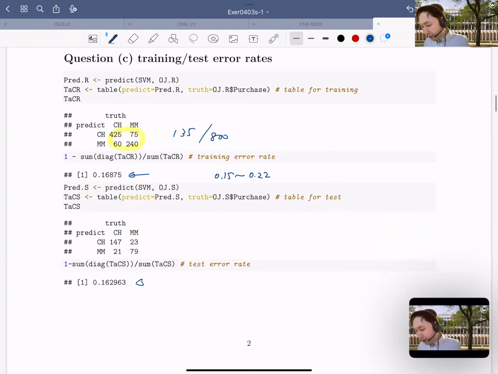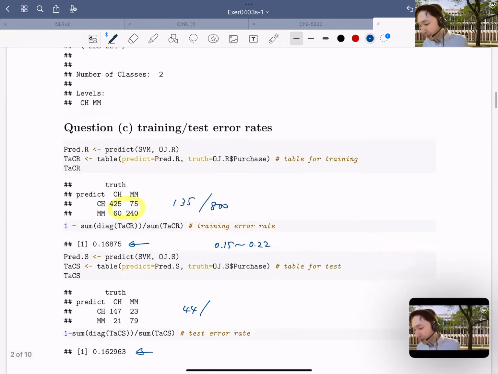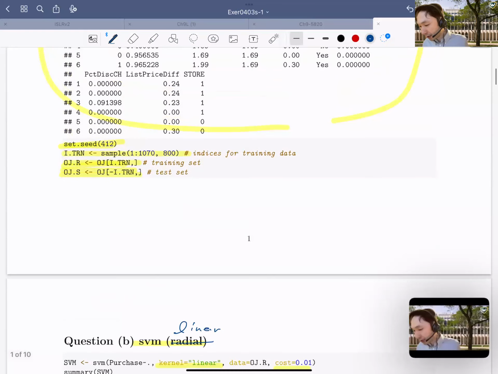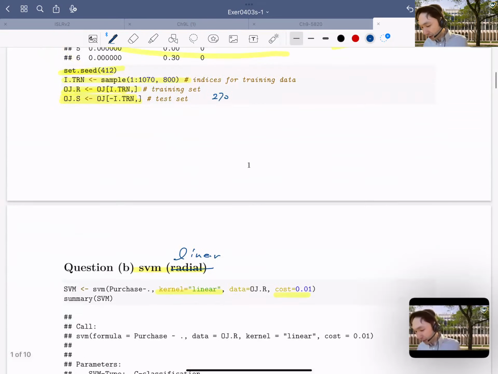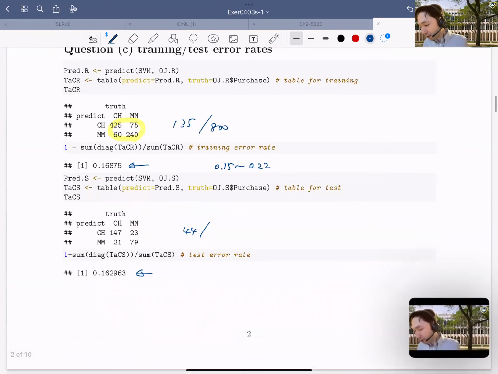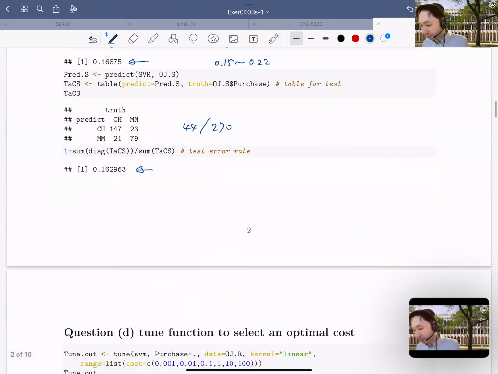And the test error is here. You can see this is 44 over the remaining number of observations. Actually, the test set has 270 observations, so this is 44 over 270. And actually, just by chance, this is smaller than the training error. So probably the test data set has a better property than the training set, just by chance.